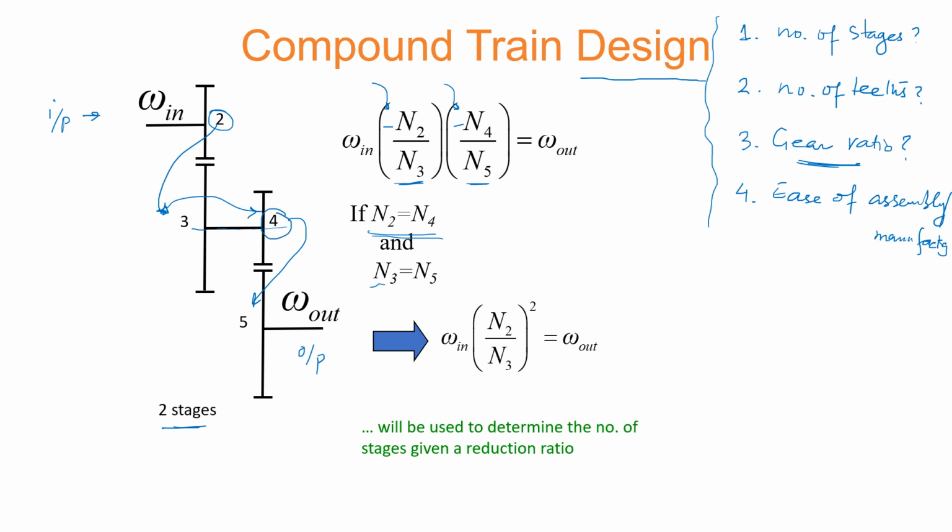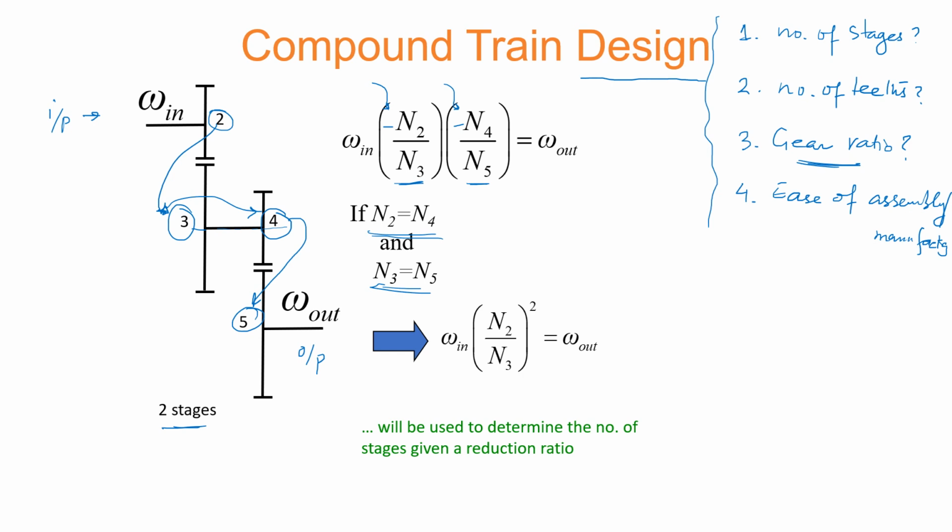And similarly, for N3 to be equal to N5, I'm going to ask this gear to have the same number of teeth as this gear number 5 over here. And this is going to potentially make our life very easy. And that is because rather than designing 4 different gears, I would only design or manufacture 2 types of gears. And because the gear number of teeth are going to be the same in pairs, you are going to add them in a much easier fashion.